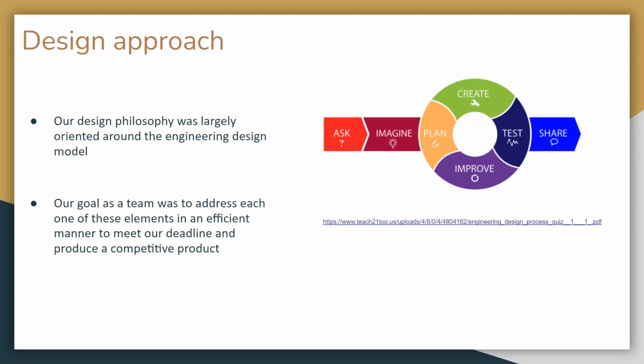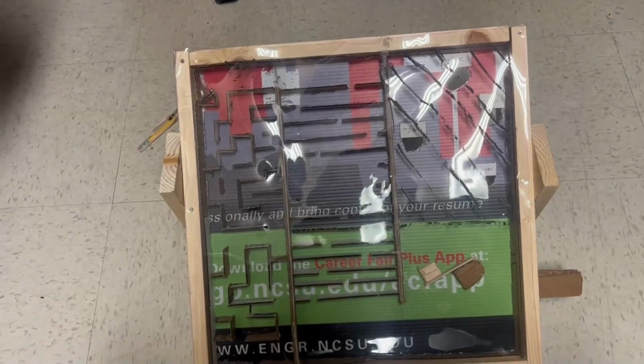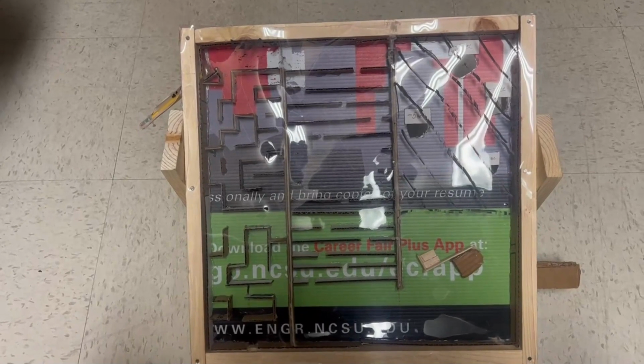So as a group, we sat down, we asked questions, and then eventually we began imagining and taking prototypes and sketches, and then eventually we began to plan our final approach, create our final approach, test our prototype, and then eventually improve our prototype to develop a final product. To demonstrate to you our project, Magnet Madness.